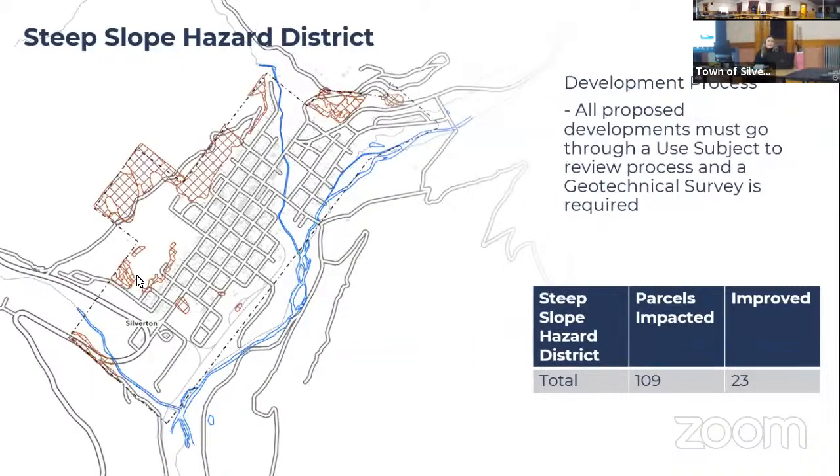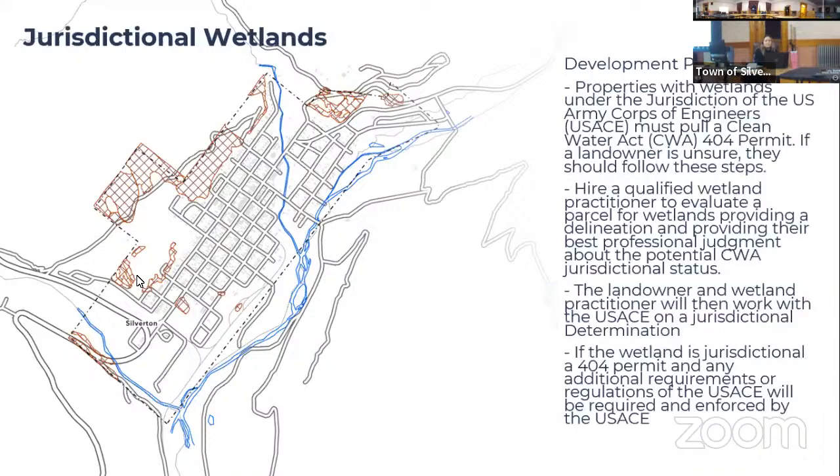Next, we have our steep slope hazard district. This is all land within town which contains slope in excess of 25%. All development in this district is subject to review and requires a geotechnical survey to discuss mitigation efforts in the development. There are 109 parcels impacted.